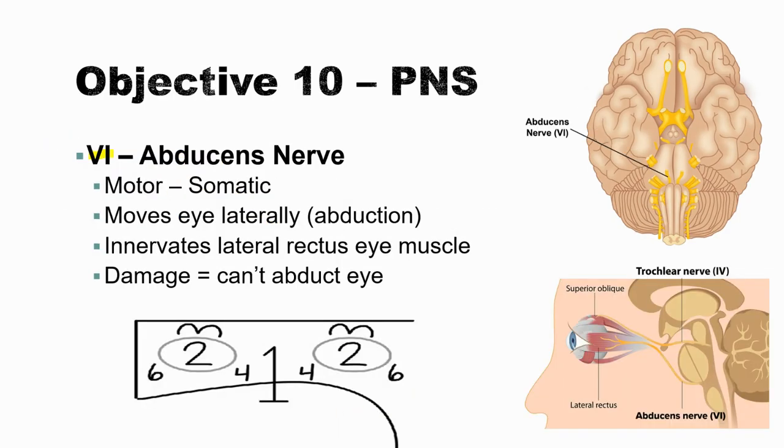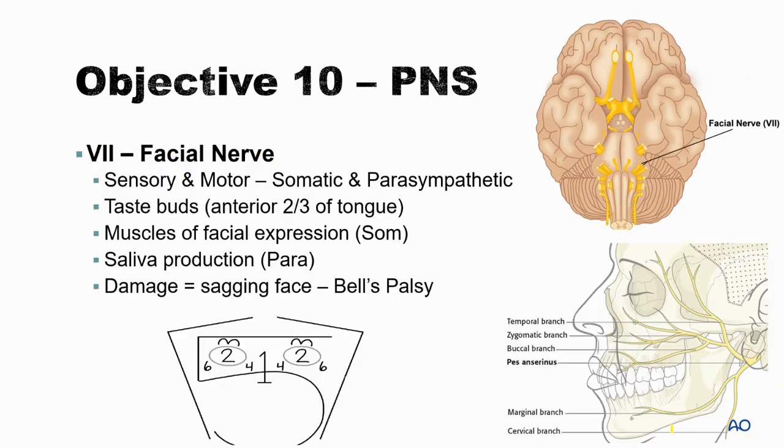Number 6 is your abducens nerve, okay, and abducens comes from the word abduction, which means to move away from the midline. So this one's going to be a movement. It's going to be a somatic motor type of function, and this is going to help you move your eyes to the side. So the lateral movement of your eyes would be an abduction type of movement, and so hopefully that'll help you there. And for your drawings, you can see that it's on the lateral side of the eyes, and so maybe that will help you there.